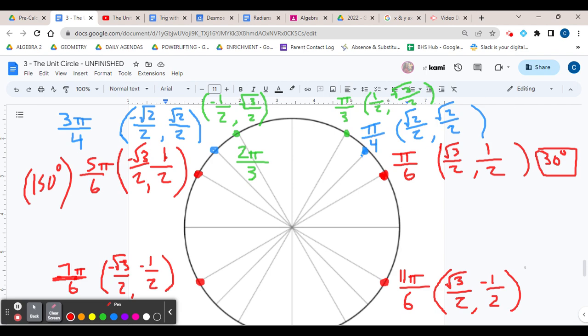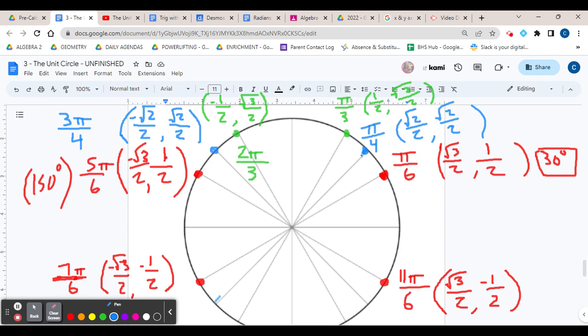All right. If we look at our 45-degree angles, 45 degrees is pi over 4. So we have pi over 4 and 3 pi over 4 here. Coming down to here, okay, again, we have root 2 over 2. Negative root 2 over 2 is our x. Root 2 over 2 is our y.